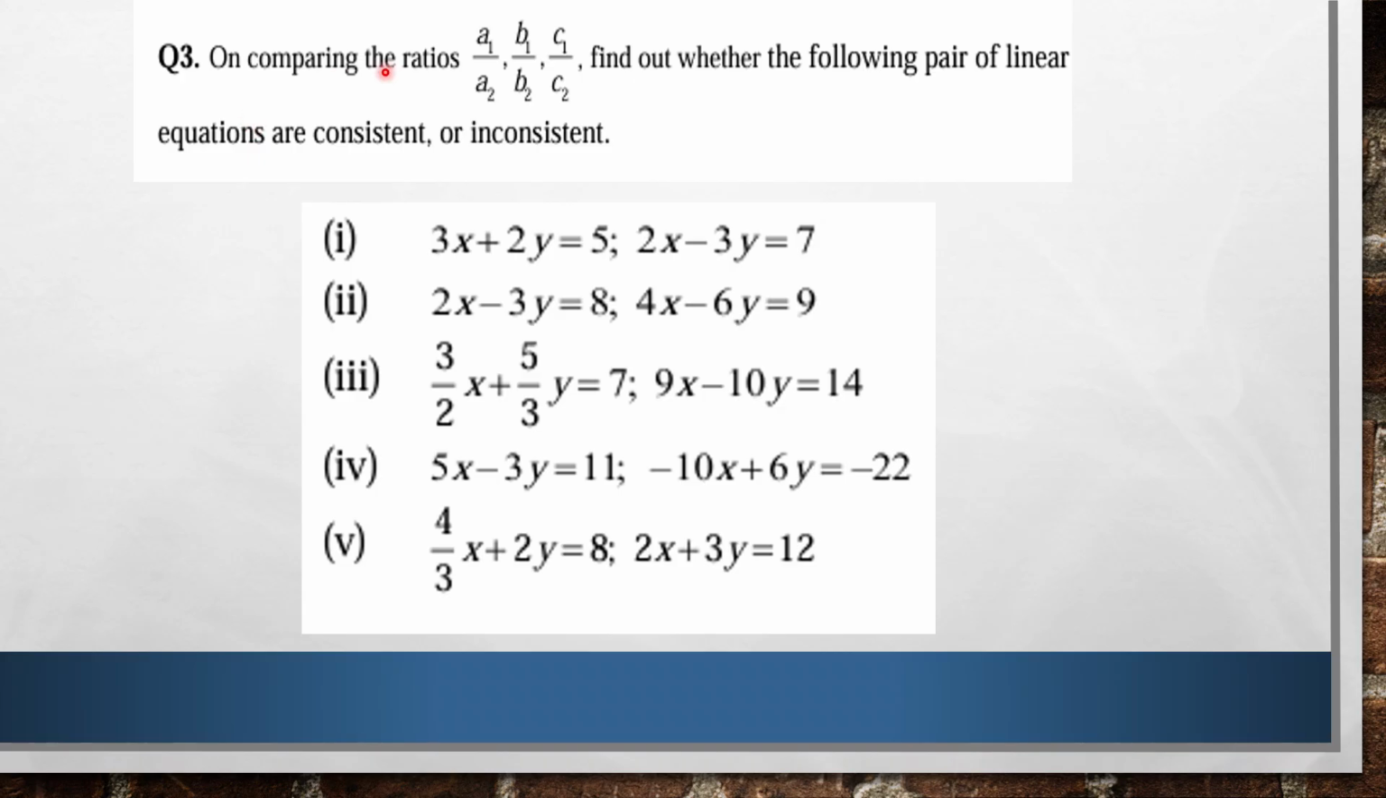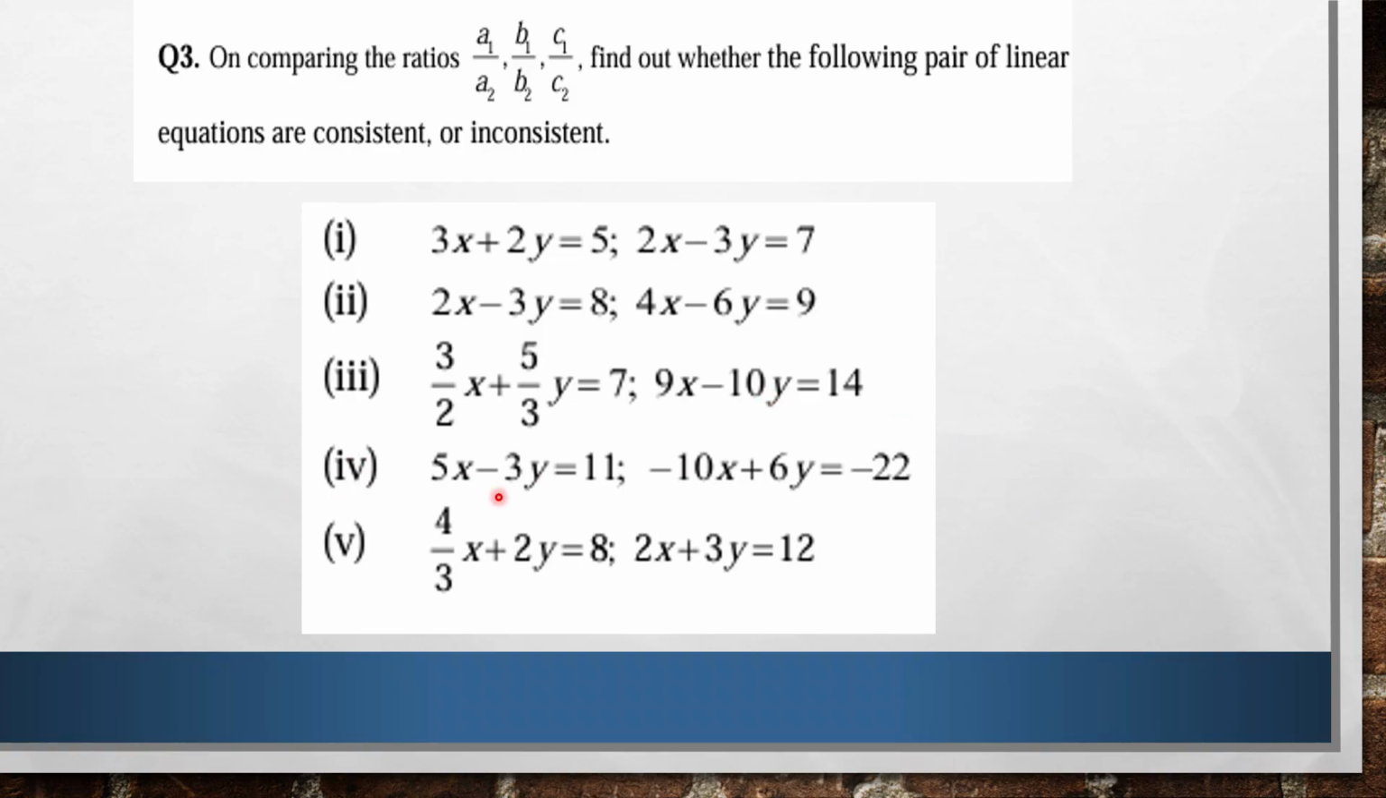Third question. On comparing the ratios a1 by a2, b1 by b2, c1 by c2, find out whether the following pairs of linear equations are consistent or inconsistent. Here there are 5 questions given. 3x plus 2y is equal to 5, 2x minus 3y is equal to 7. 2x minus 3y is equal to 8, 4x minus 6y is equal to 9. 3 by 2x plus 5 by 3y is equal to 7, 9x minus 10y is equal to 14.